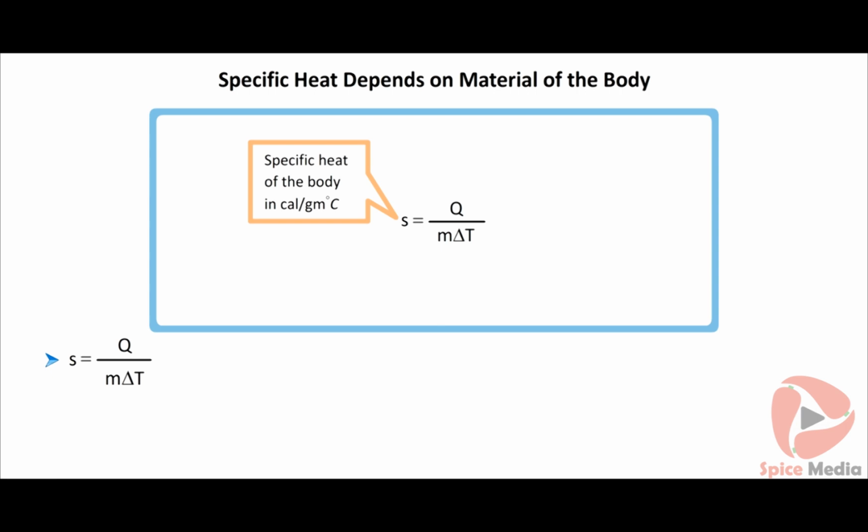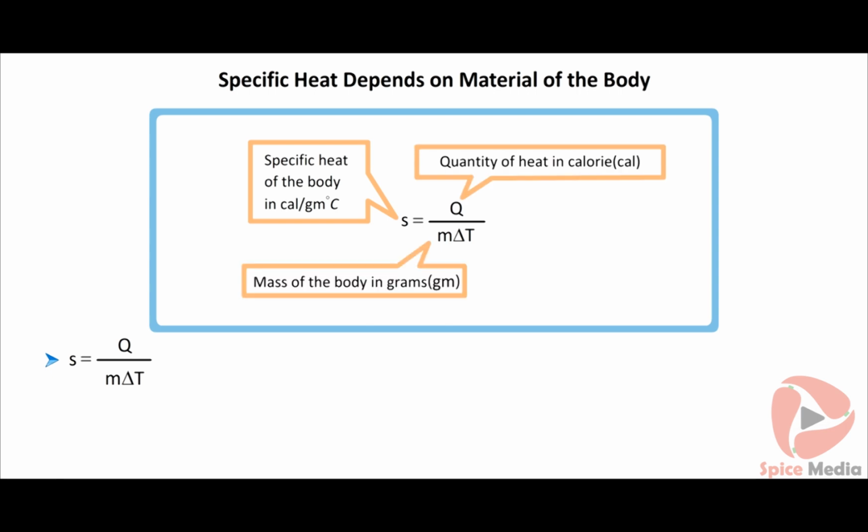From the experiments, we infer that specific heat S of a body is equal to Q divided by M into delta T, where Q is the quantity of heat in calorie, M is the mass of the body in grams, and delta T is the rise or fall in temperature in degrees Celsius.